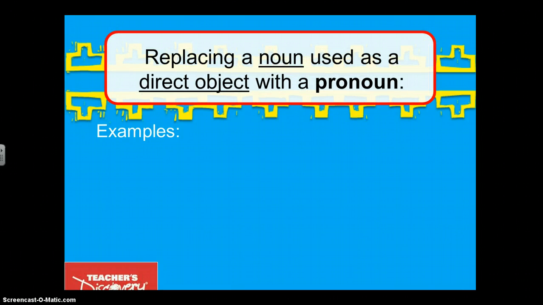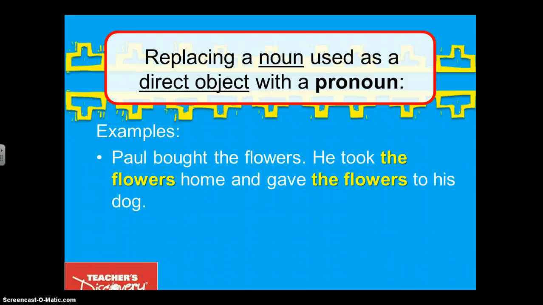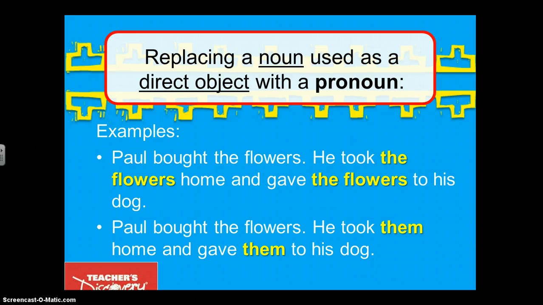Please notice that we can replace these direct objects with a pronoun. Remember, the pronoun takes the place of a noun to avoid repetition. For example, Paul bought the flowers. He took the flowers home and gave the flowers to his dog. Notice the repetition of flowers in yellow. We can replace these direct objects with a direct object pronoun to cut down on the repetition. Paul bought the flowers. He took them home and gave them to his dog. Notice how them in yellow takes the place of the flowers in the sentence above. They are direct object pronouns. They avoid the repetition.